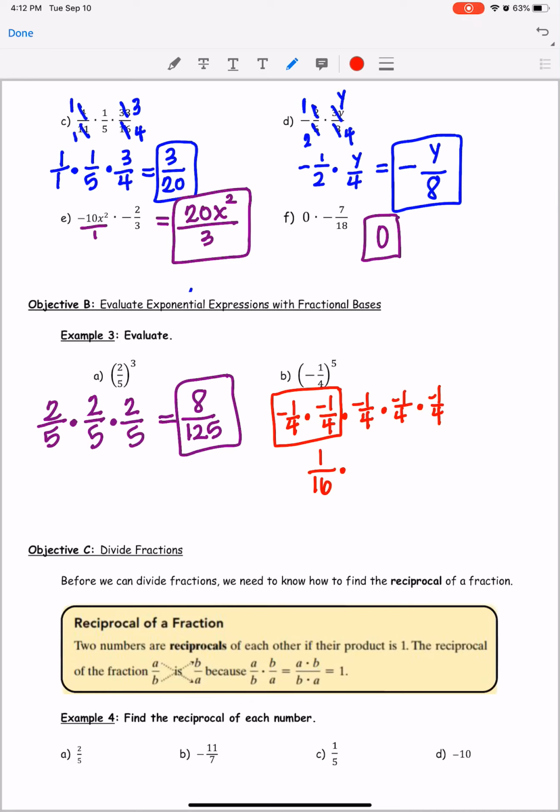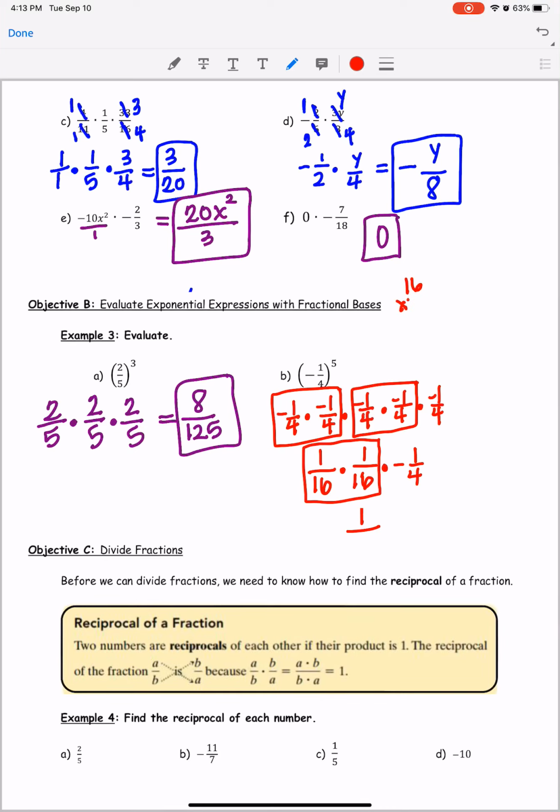I'm going to multiply these two together. So again, it's the same thing, right? Negative times negative is positive. 1 times 1 is 1. 4 times 4 is 16. And then I don't have anything to multiply this one by, so I'm just going to bring it down. So keep multiplying straight across. So now this one, we've got 1 times 1, which is 1. And now 16 times 16.